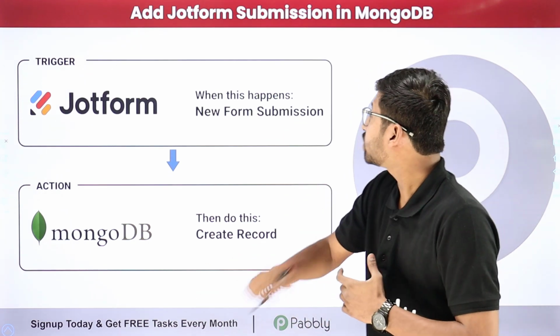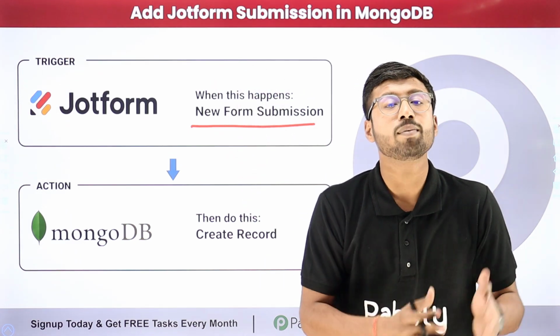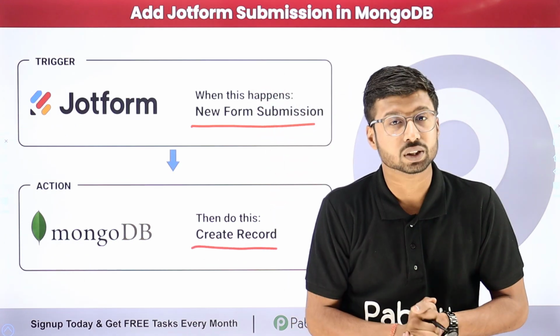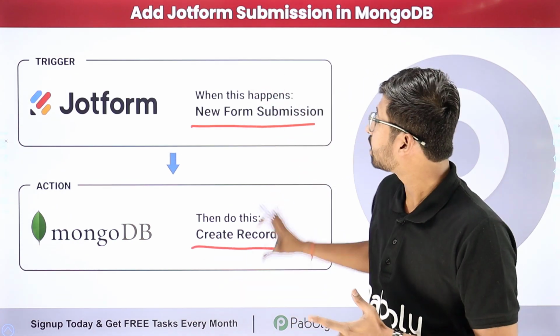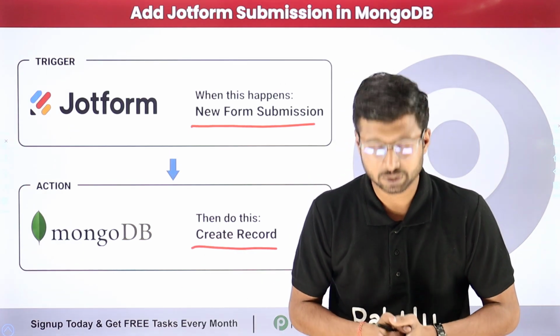In this automation, as we receive a new form submission in Jotform, automatically with the same details, we are going to create a record in MongoDB with the form responses. Now, if you want to learn how you can set up this complete automation all by yourself, for that, you just have to come with me to my screen.